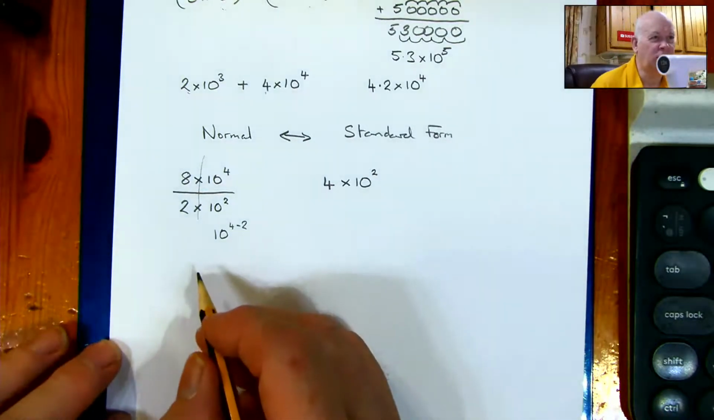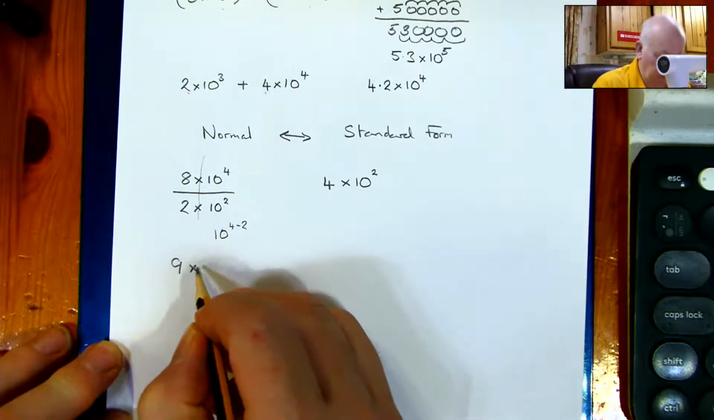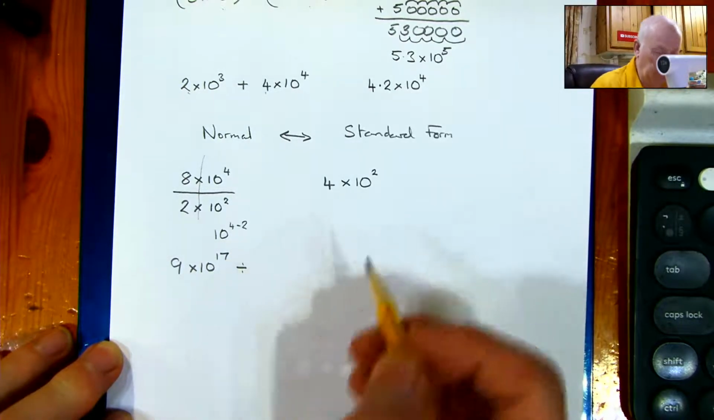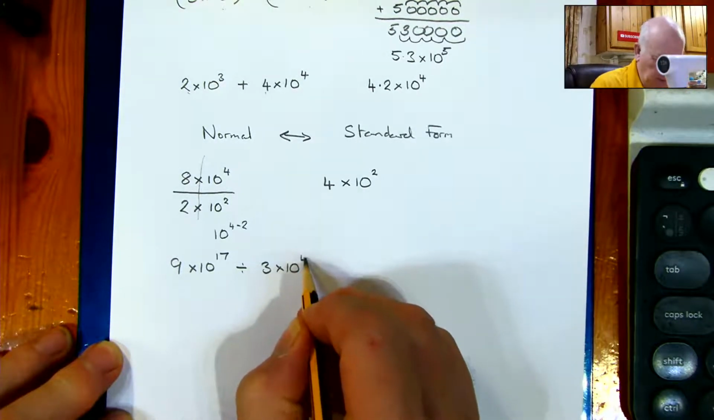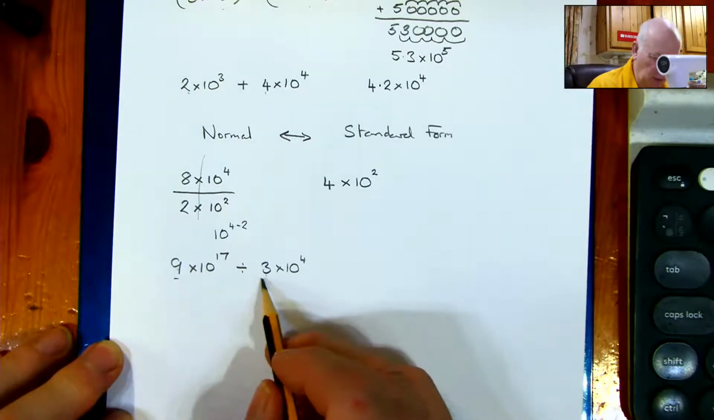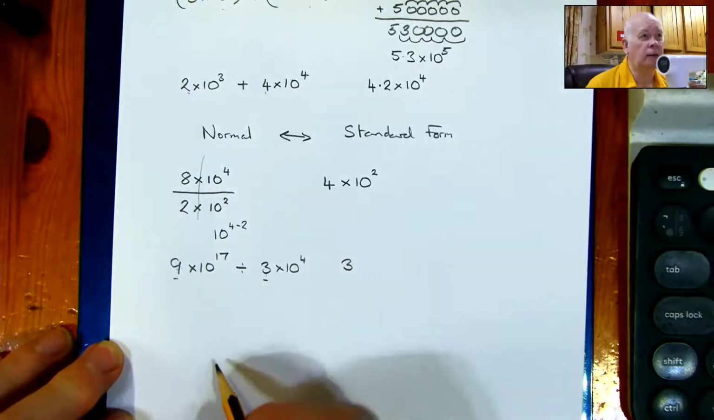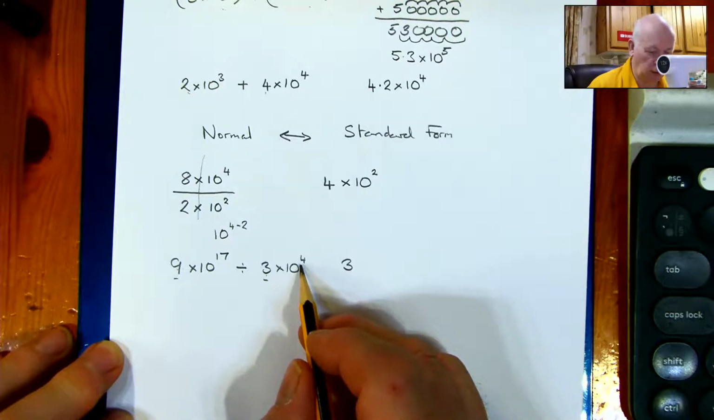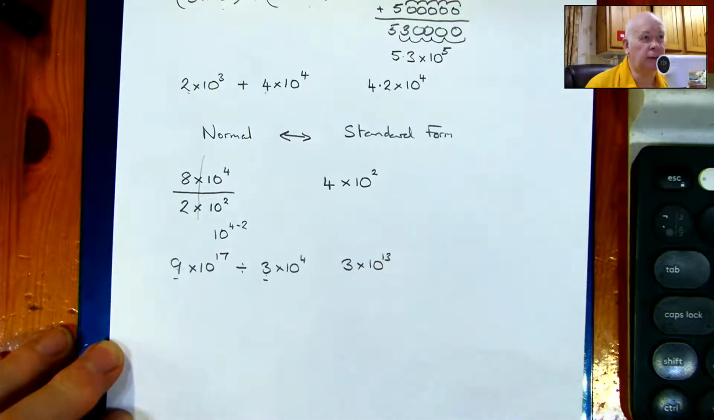Let's have a look at something which is a little bit nastier, perhaps. Let's take 9 times 10 to the 17. Well, it sounds like a horrible number. And I'm going to divide that by 3 times 10 to the 4. Well, we're going to deal with the whole numbers first. So 9 divided by 3 is 3. And we've got 17 minus 4, which is going to give us 10 to the 13.